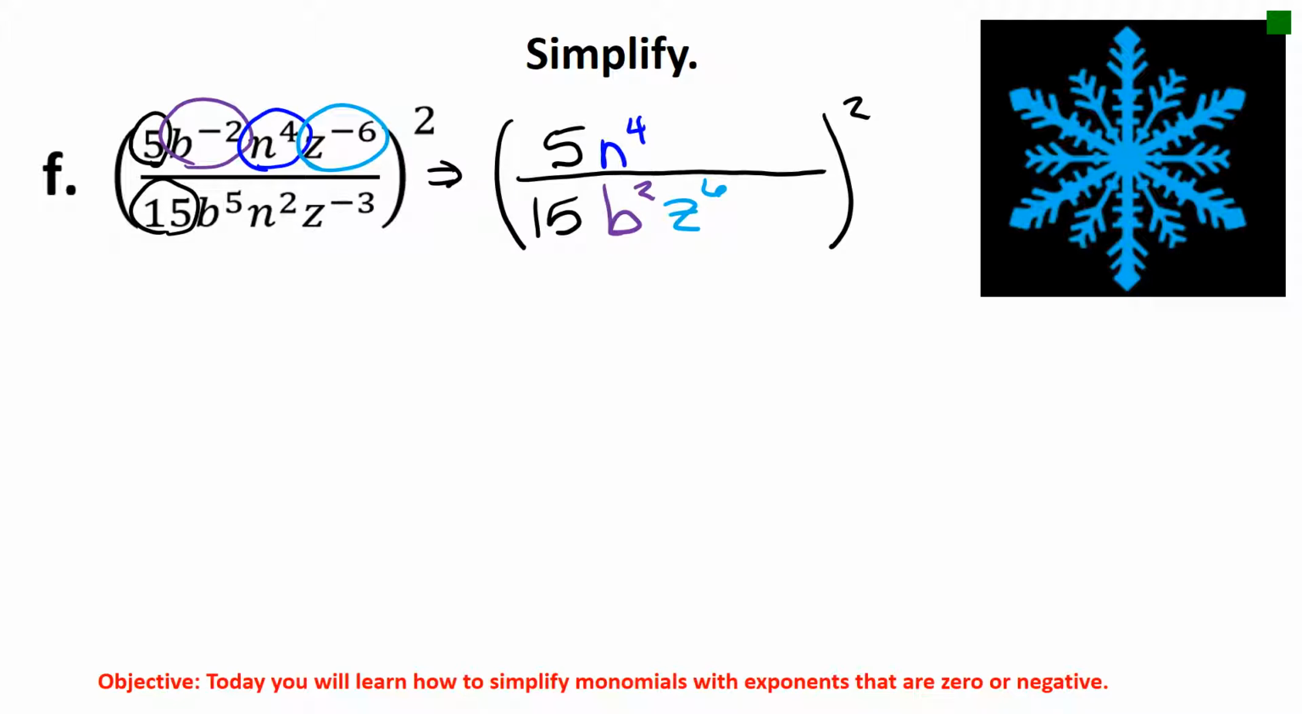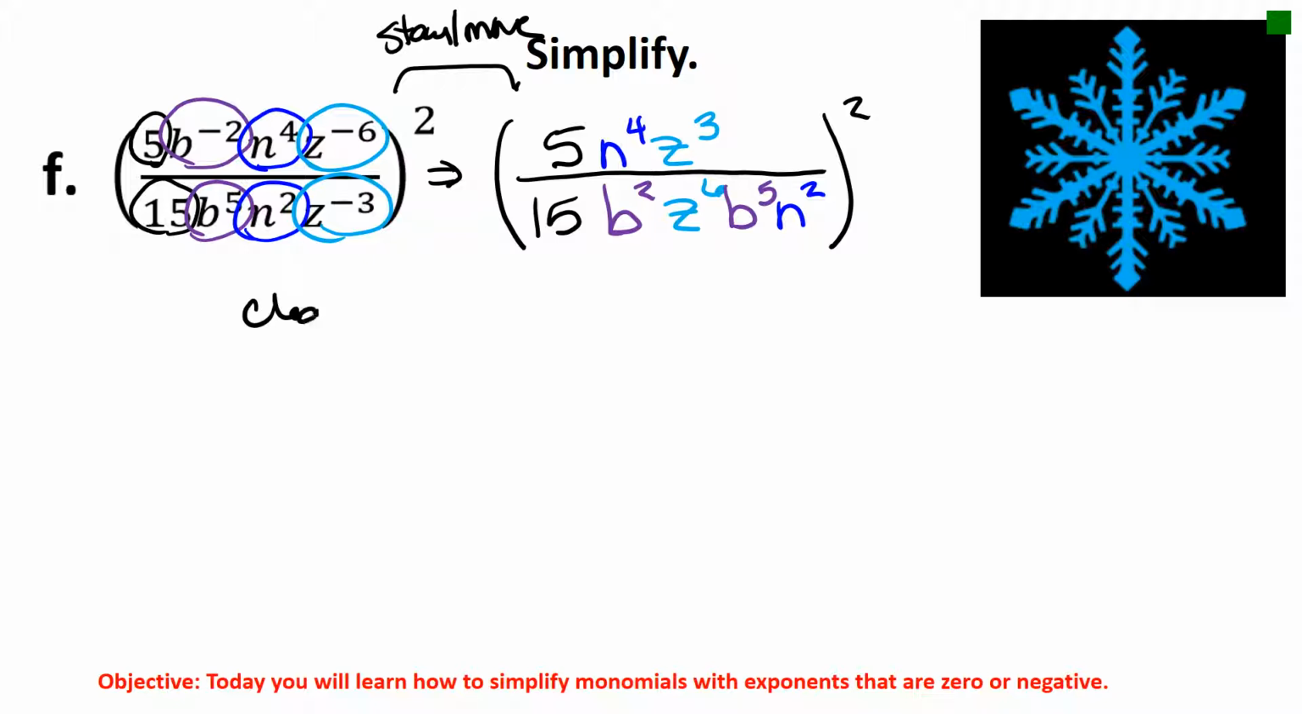So let's look at the b's. b to the 5th, it's positive. It's staying right where it is, down in the bottom. n to the 2nd, it's got a positive power. It stays right where it is. Leave it in the bottom. This z to the negative 3 has a negative power, so we move it up to the top and make it positive. So that part from here to here, that was the stay or move game, okay?